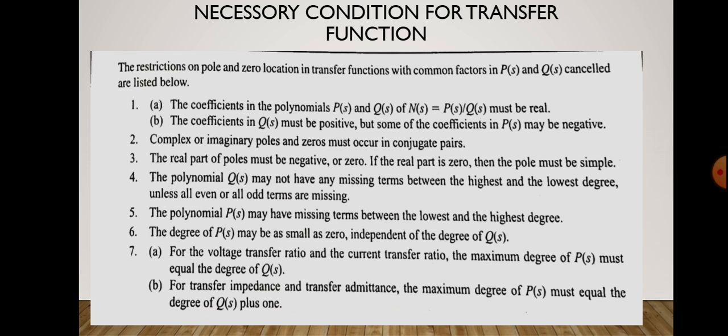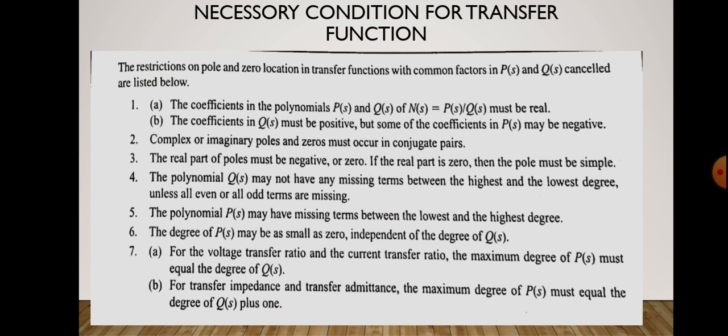Next are the necessary conditions for a transfer function. These are the restrictions on pole and zero locations in transfer functions. The common factors in P of s and Q of s will cancel out, and then you will get a form like P of s by Q of s. In that form, the first necessary condition is that the coefficients in the polynomials P of s and Q of s, of N of s equal to P of s by Q of s, must be real. In the previous case it was real and positive; in this case it must be real. The coefficients in Q of s must be positive, but some of the coefficients in P of s may be negative.